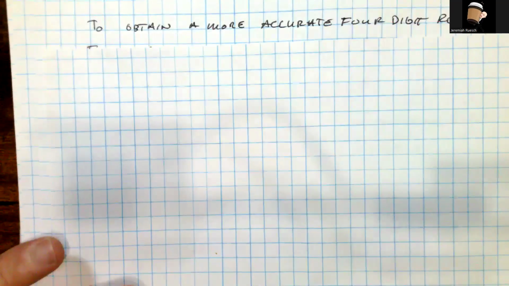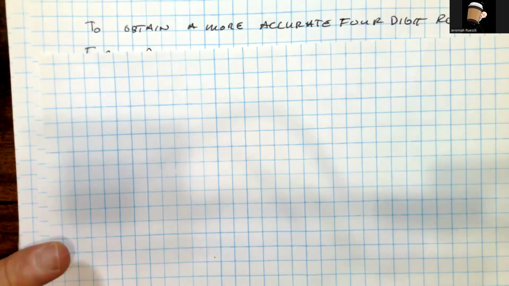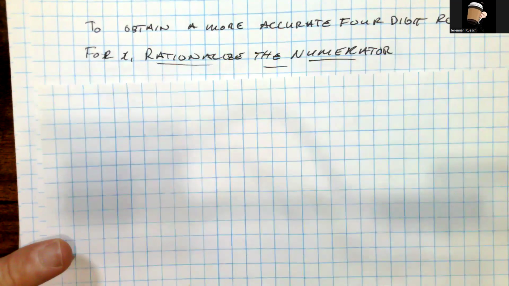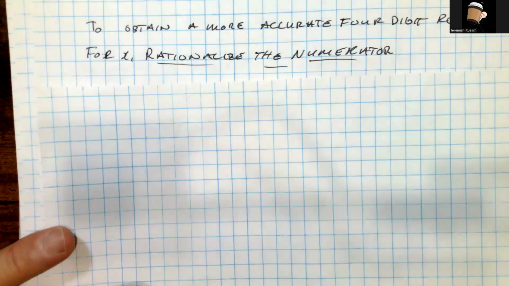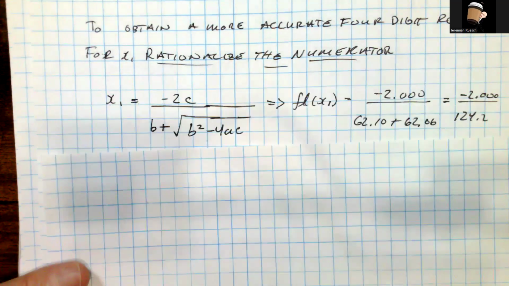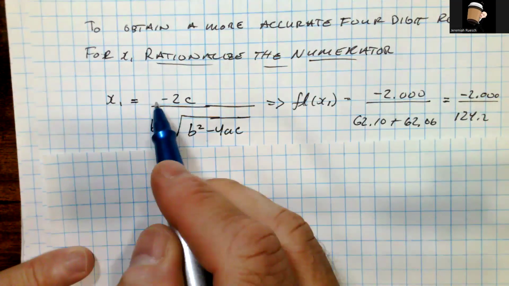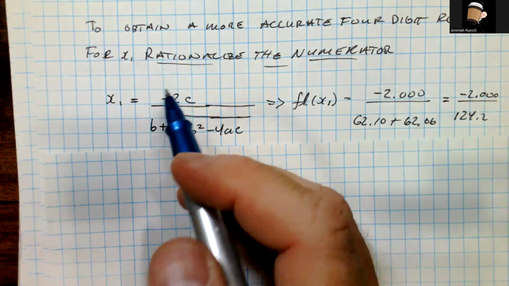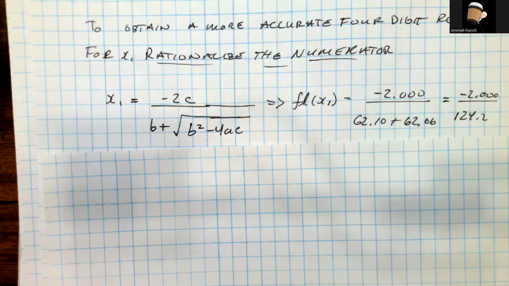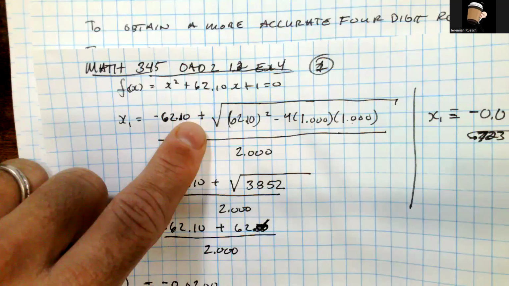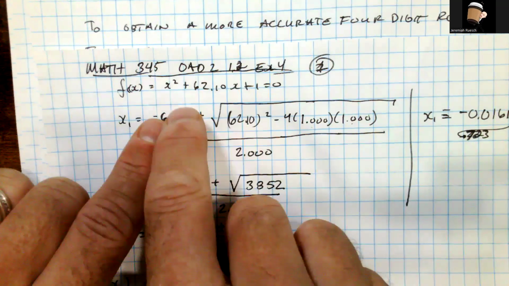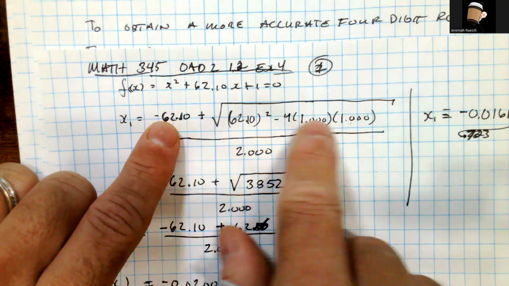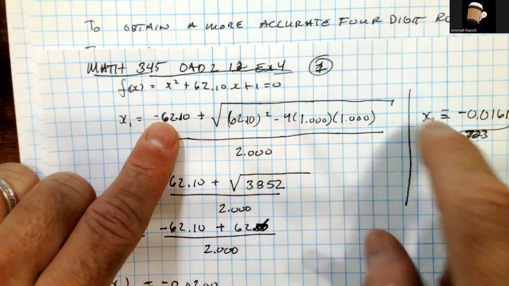Okay. So let's look at what we need to do to reduce that relative error. To obtain a more accurate four-digit rounding for x1, let's rationalize the numerator. That's the punchline here. If we rationalize the numerator, since our x1 was, in this case, adding here, to rationalize the numerator you take negative b minus this radical and multiply top and bottom by that.